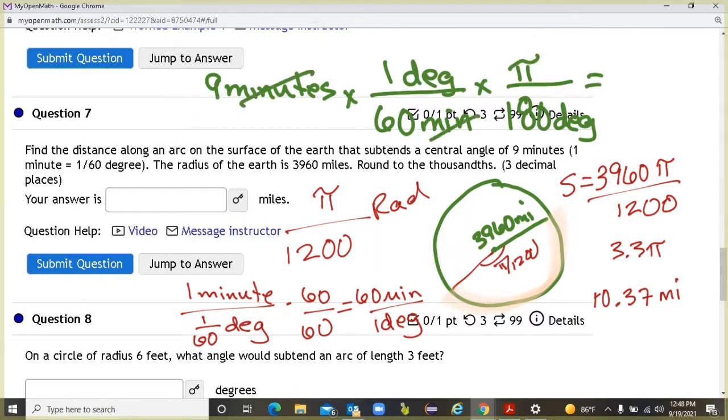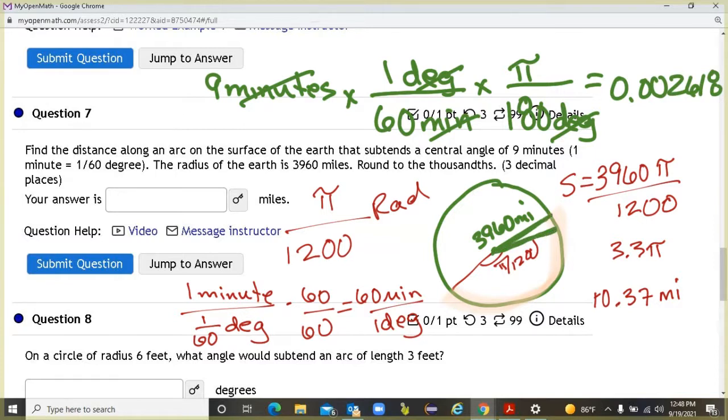So the minutes cancel and the degrees cancel, and we get 9 times, I'm going to go ahead and abbreviate it. Maybe this will make more sense. Approximate, estimate. All right, so 9 times pi, divided by 60 times 180 is equal to, okay, so this is a very small number. This is 0.002618. Okay, so this is a tiny, tiny bit right here.